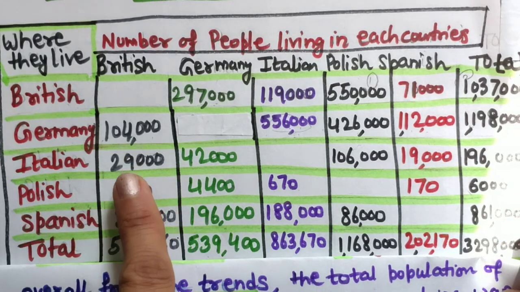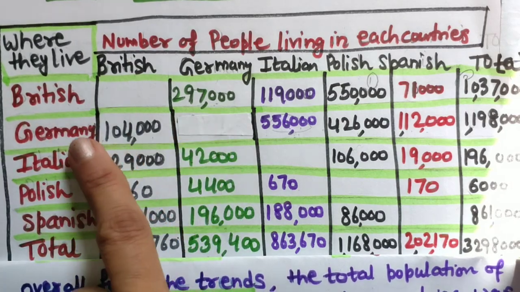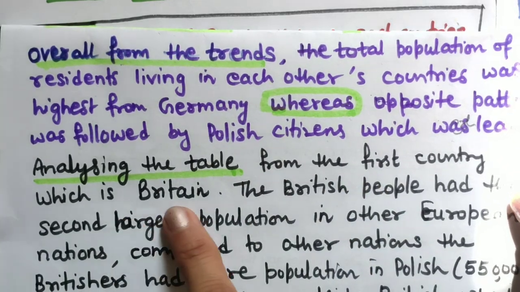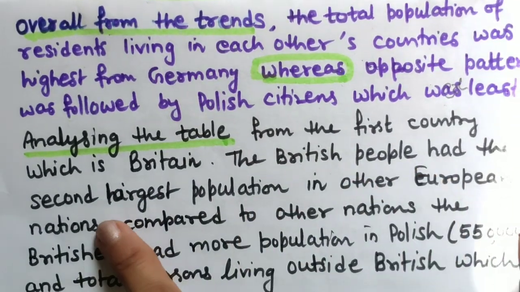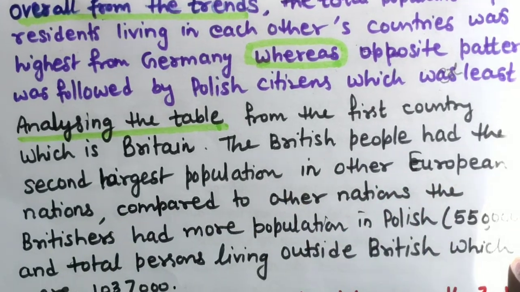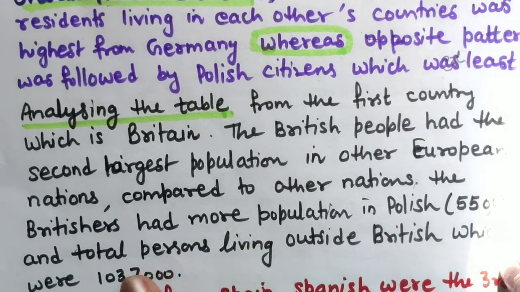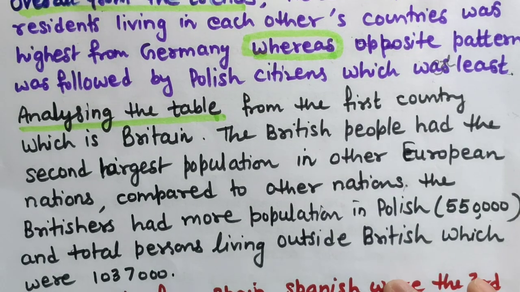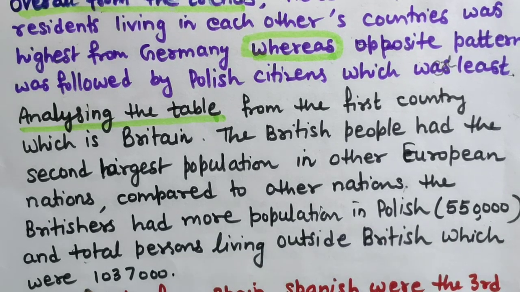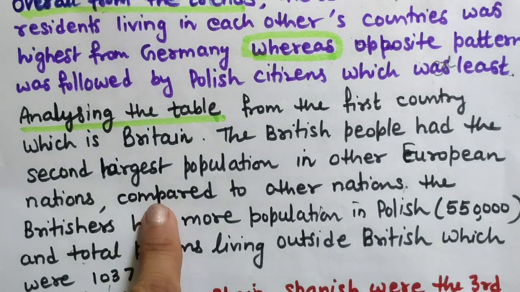Okay, now the body detail paragraph I will be writing country wise. Now let's write Britain first. Analyzing the table from the first country, which is Britain. The British people had the second largest population in other European nations compared to other nations. The Britishers had more population in Polish, 5,50,000, and total persons living outside Britain were 10,37,000. Okay, I will show you the British country data.